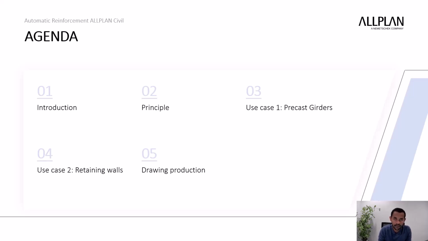First, we're going to start with the introduction. We will see what the background to this topic is, in a sense, what the reasons were why it was necessary to develop this technology, and we move on to the principles, how the whole thing works. We will dive a bit deeper and see how everything works behind the scenes as well. Then we're going to see two examples. One is with the precast girders, another is with the retaining wall. Finally, we will also see how we could produce drawings, because obviously that's one of our final goals in our design. So let's start.